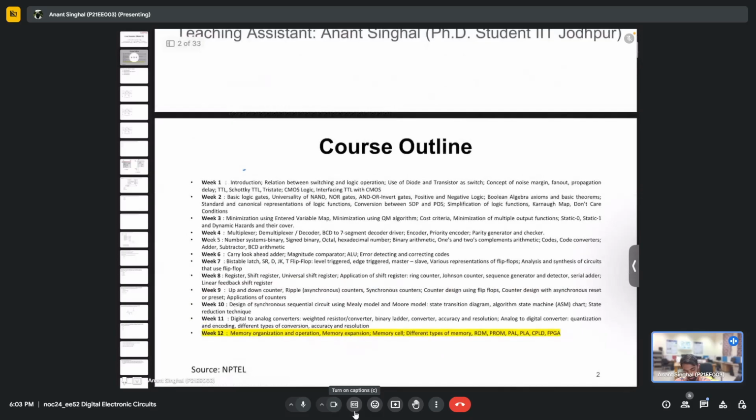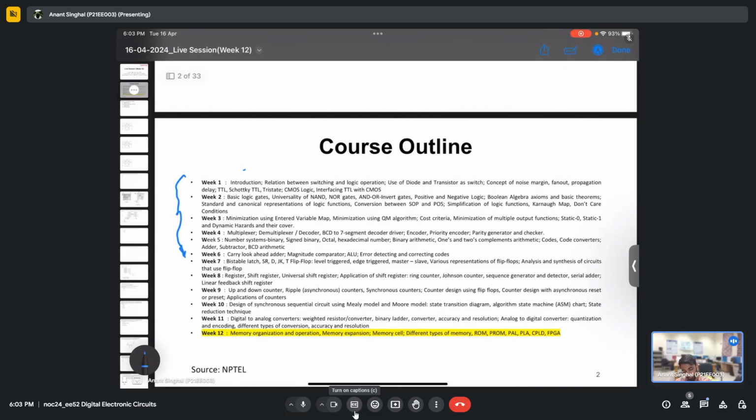So here's the course outline. We have covered each and every topic for this particular course. In the initial weeks, we completed the combinational part, and then we started the sequential circuits, which were the more important part as compared to the combinational one. In the sequential circuits, we have also completed the applications part, that is, the converters, DAC, ADCs, etc. in the last week. Before that, we covered the state machines, all the flip-flops and counters, all types of counters, etc.